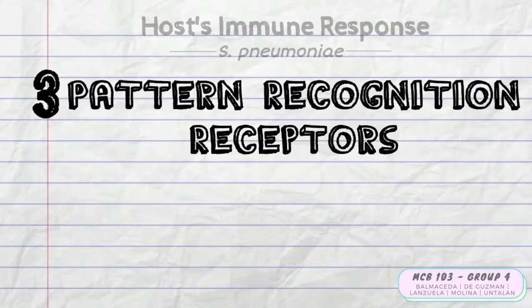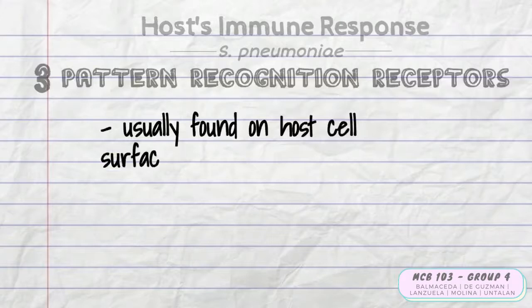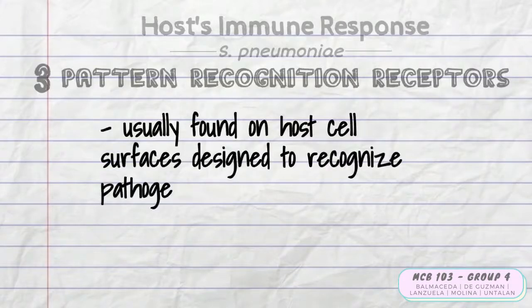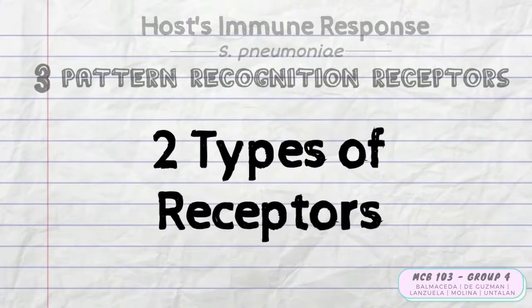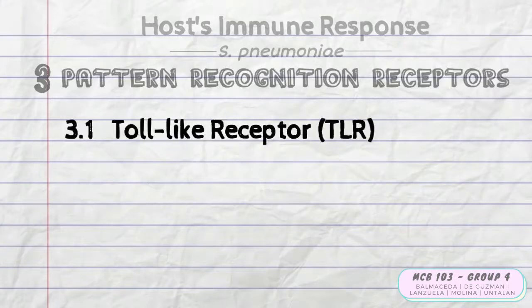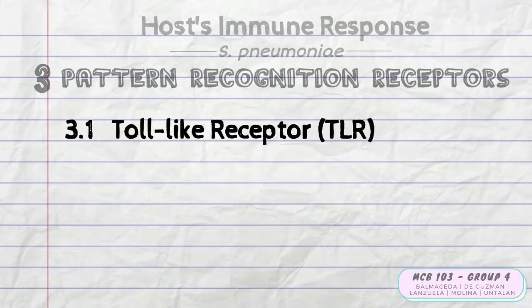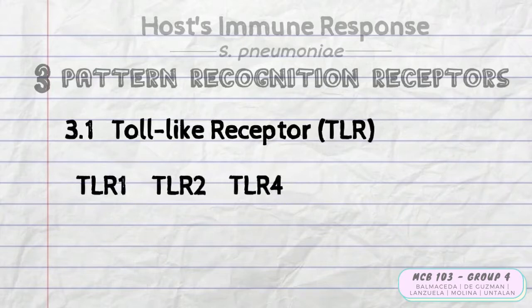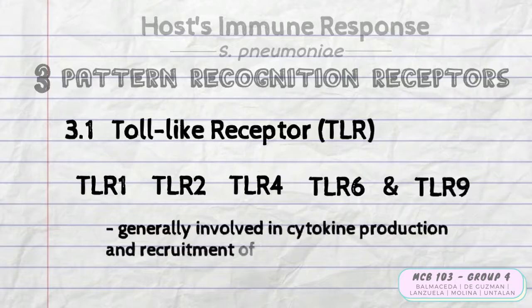Third, pattern recognition receptors. These are receptors that are usually found on host cell surfaces, designed to recognize pathogen-associated molecular patterns. There are two main types of receptors that participate in the host's immune responses to pneumococcus. First, toll-like receptors, or TLRs. There are currently 10 identified TLRs in humans. The main TLRs involved in pneumococcal infections are TLR1, TLR2, TLR4, TLR6, and TLR9, and are generally involved in cytokine production and recruitment of immune cells.